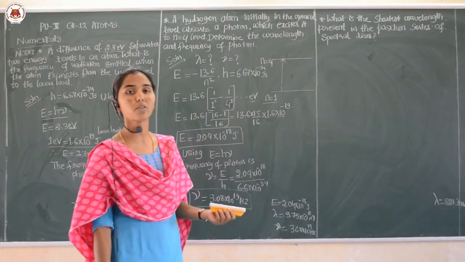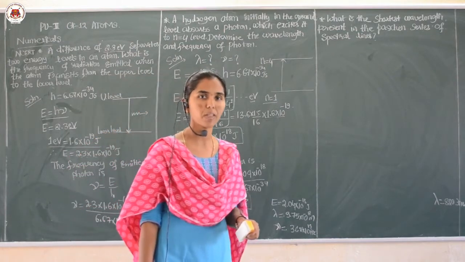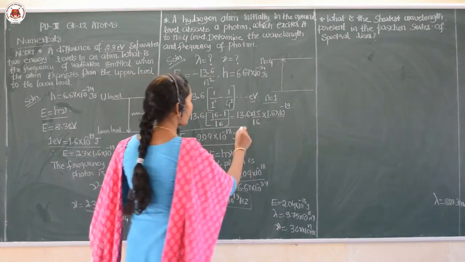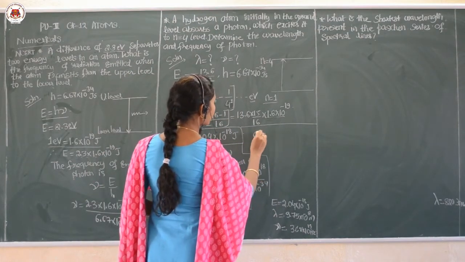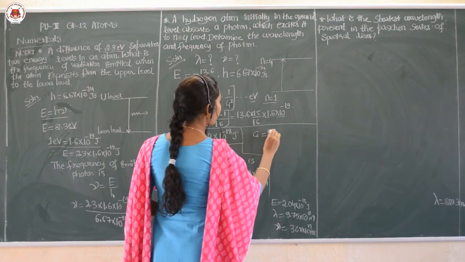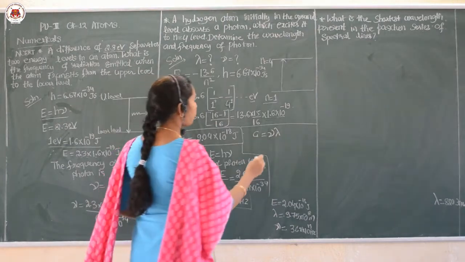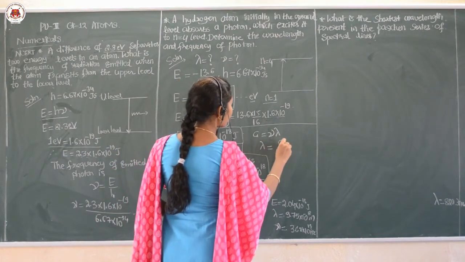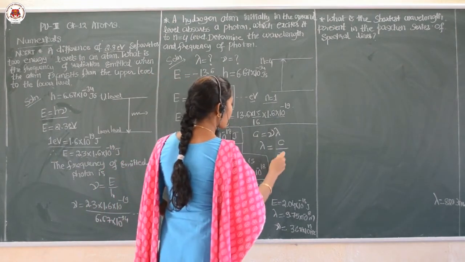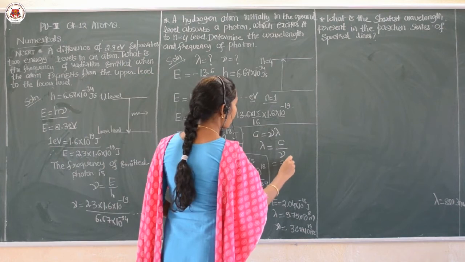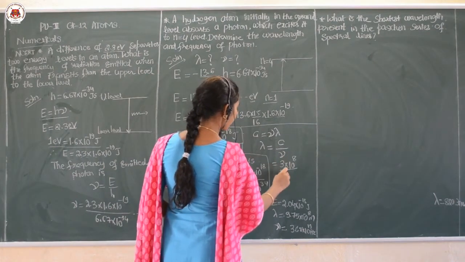We know the relation between the speed of light, the frequency and the wavelength. What is that relation? The speed of light is equal to frequency, nu, into the wavelength. Then wavelength lambda is equal to c upon frequency. Here c is the speed of light in vacuum, which is 3 into 10 raised to 8, upon nu.